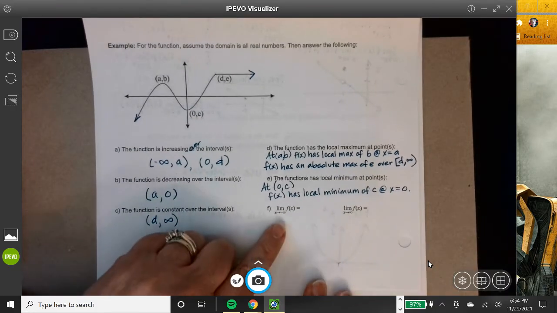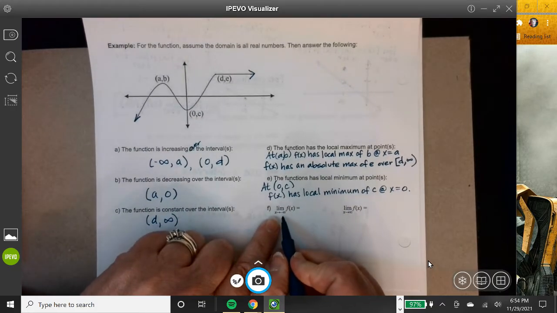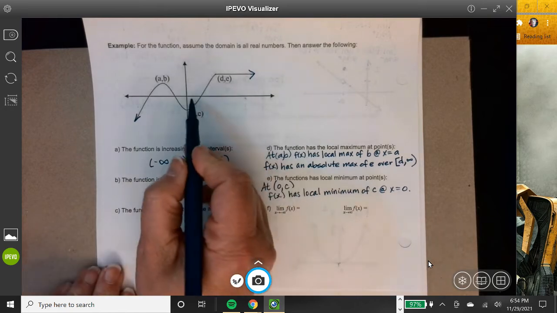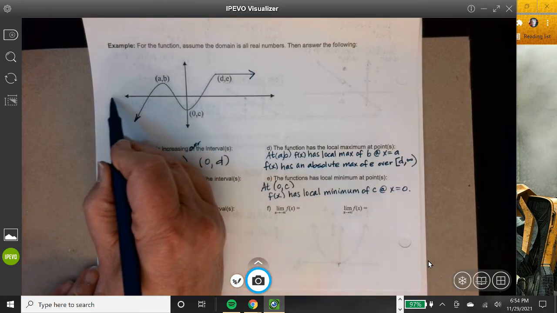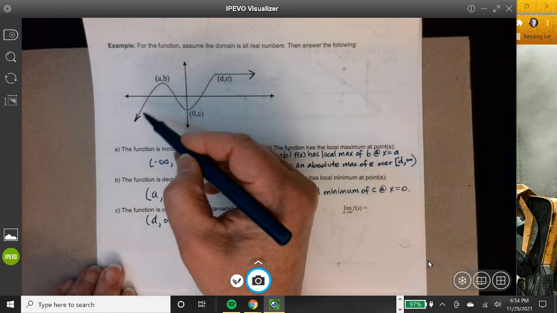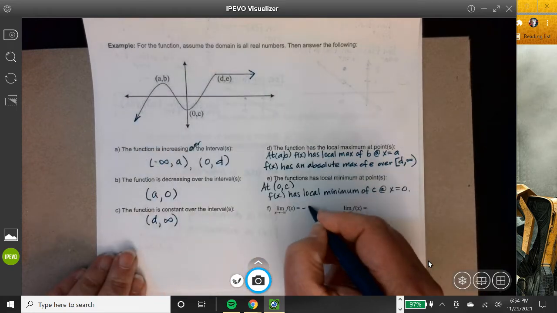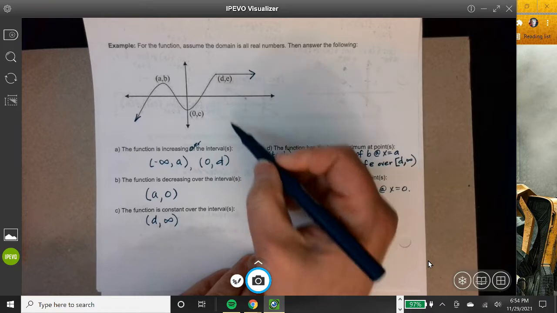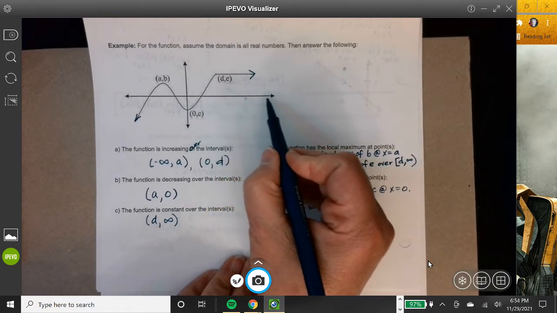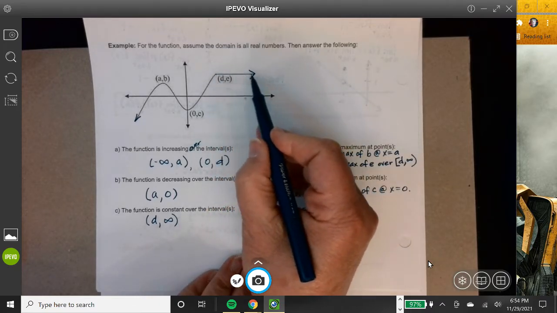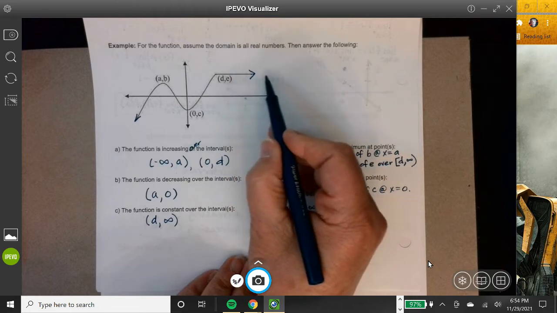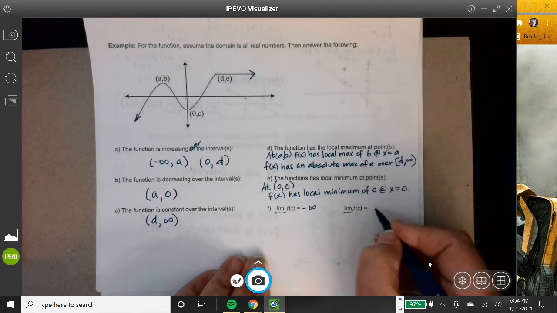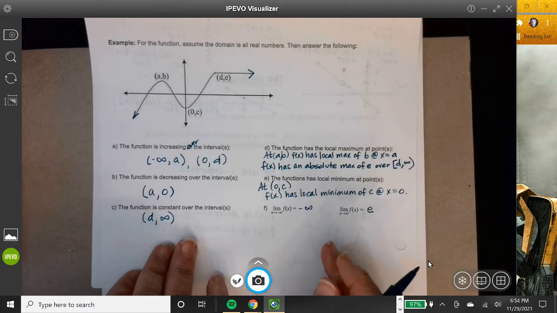All right, now let's do the end behavior limit. So limit as x goes to negative infinity. That means I'm going down the x's. X gets closer and closer to negative infinity. The y is getting closer and closer to negative infinity. So this is negative infinity. The limit as x goes to positive infinity. Well, if x goes to positive infinity, the y is not only going there, it's there already. It's going to be e here. It's the end behavior limits. Okay?